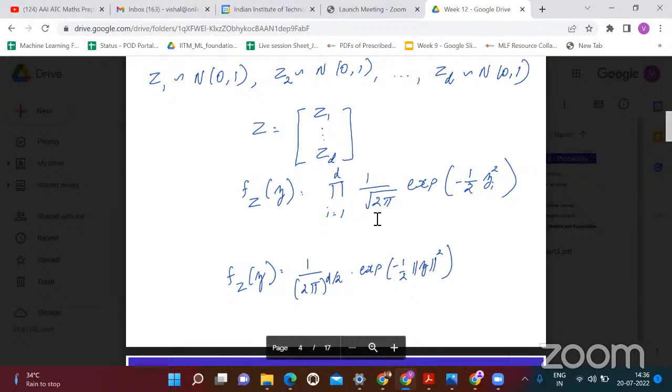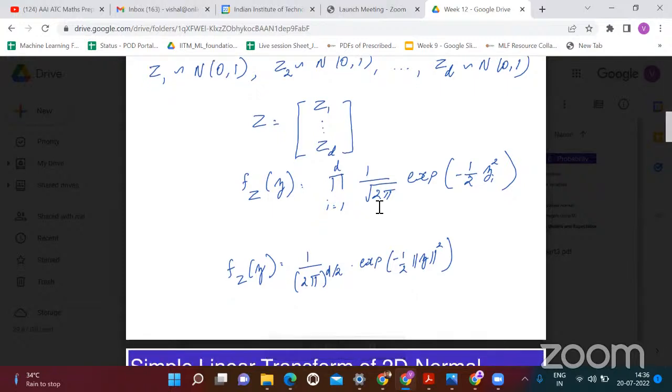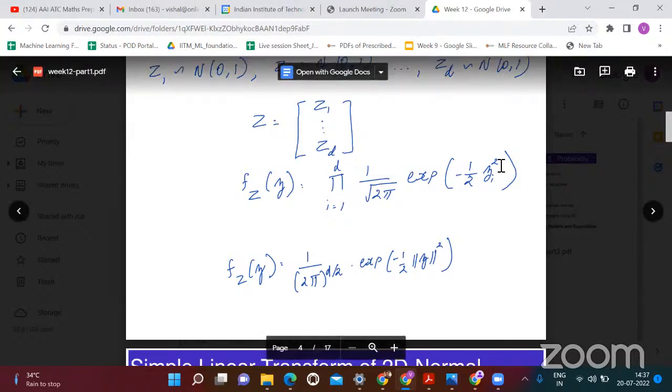Okay, and that can be written in this form because all the things are independent of each other, so we can directly write in the form of a product. And if you write in the form of a product, you'll get this equation. The normal distribution we already know: 1 upon the square root of 2 pi, with sigma squared being 1 here, and then exponential of minus half of z squared, where z is simply the summation of z1 to zd.